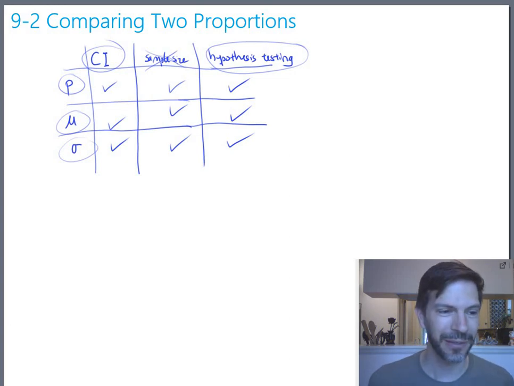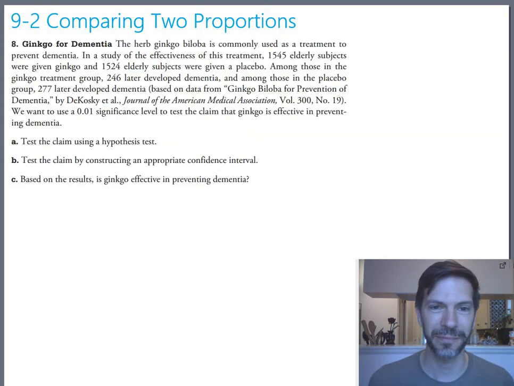Okay, so let's talk about ginkgo. So this is number 8 from your homework. Ginkgo biloba. It's one of those herbs that was trendy for a while and people thought it cured everything. This is particularly about whether or not it works on preventing dementia.